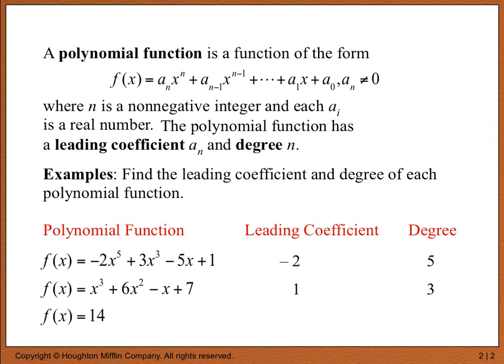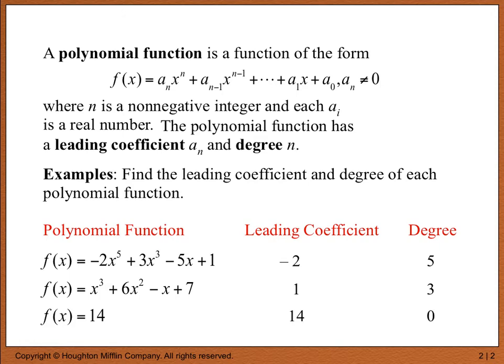All right, here's kind of a hard one. F of x equals 14. That's just a constant, right? It would look like a horizontal line. That's all that graph would look like. But it does have a leading coefficient and a degree. Pause the video, try to figure that out, and then resume if you get stuck or when you have an answer.